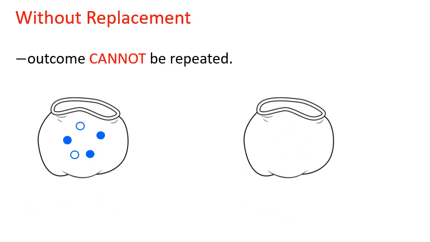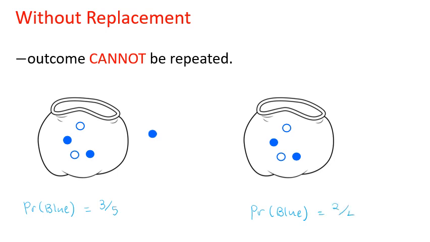The second type of experiment is without replacement. So the outcome cannot be repeated. For example, same thing, the probability of getting a blue marble is 3 out of 5. In the first step of the experiment, we take out 1 and it's a blue marble. Then it is not replaced, so it's without replacement, we don't put it back in this time. So now there's only 4 marbles in there. So the probability now of getting a blue is 2 out of 4.